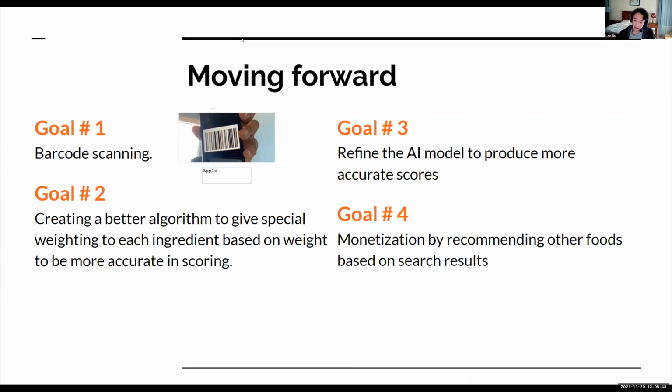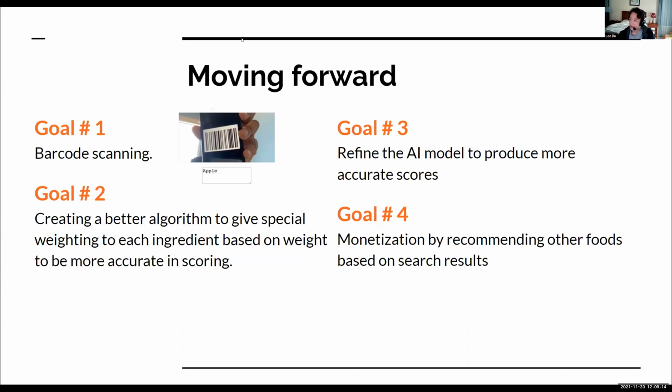And so I don't think Mike and Ike should have even a moderately healthy score, but that's what we got. So we are going to have to create an algorithm which can weigh the score of each ingredient based on how much of that ingredient is in the food. For example, if there's less than 1% of some really healthy ingredient, then it should obviously contribute less to the score. And we also need to refine the AI model to produce more accurate scores.